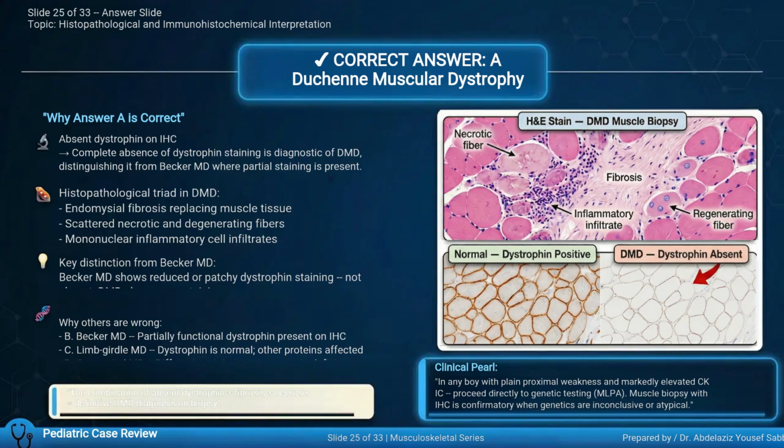An important clinical pearl: in any boy with proximal weakness and markedly elevated creatine kinase, proceed directly to genetic testing. Muscle biopsy with immunohistochemistry is confirmatory when genetics are inconclusive or atypical.